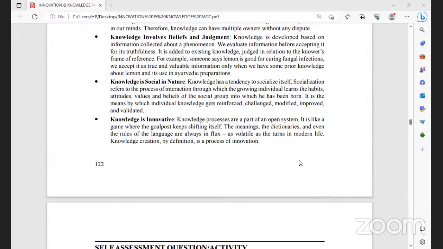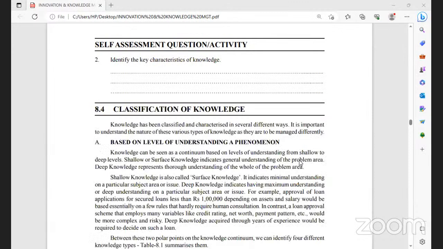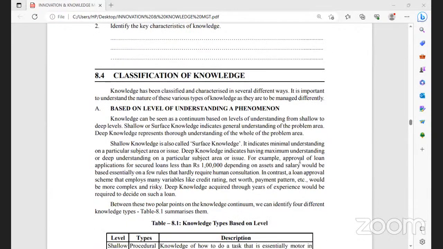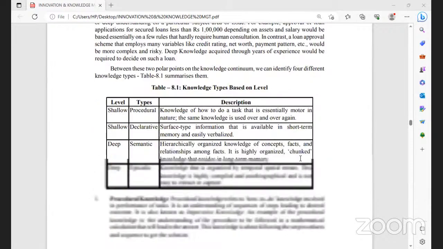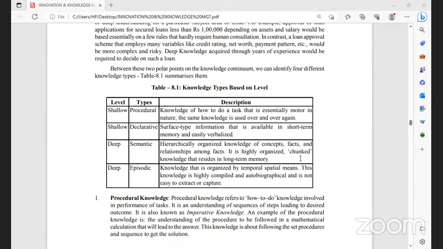It is in layman's language. Everybody can understand the basics of knowledge, and it is a very general topic also. Everybody knows it. We are just revising it, but in a very professional environment. Next one is based on the level of understanding a phenomenon. In this, we have some levels: shallow level, deep level.